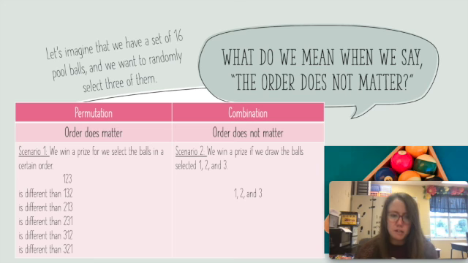But combination is when we're going to win the prize if we select those 3 numbers. It doesn't matter what order we get them in, just that we have the balls 1, 2, and 3, and so we get the prize. And that happens a lot. So if you think about just randomly selecting people for a committee, it doesn't matter that they chose Bob before Susie, because Bob and Susie are both on the committee.